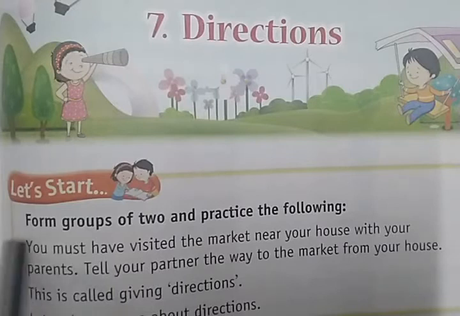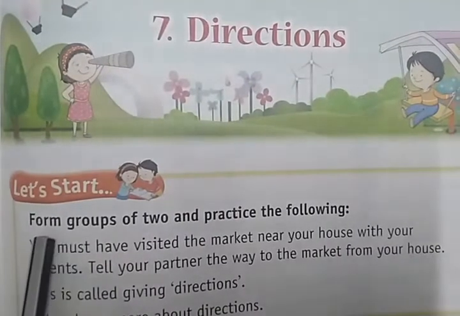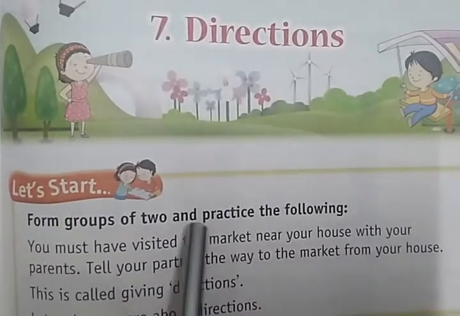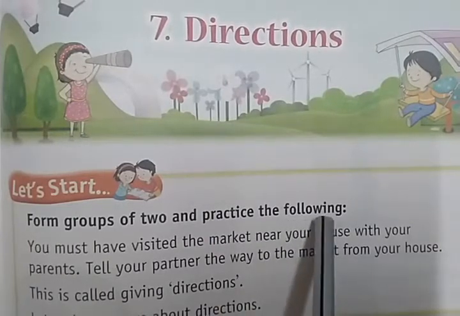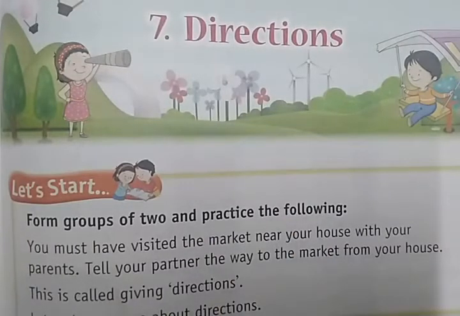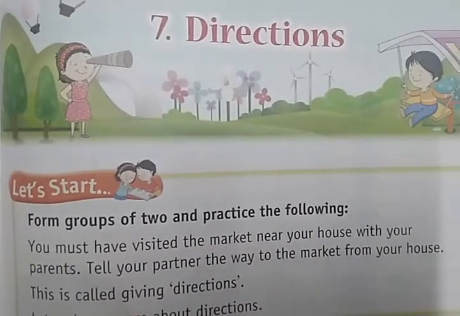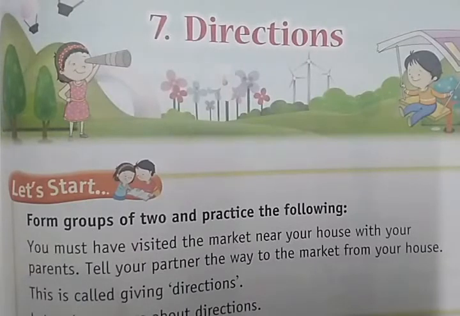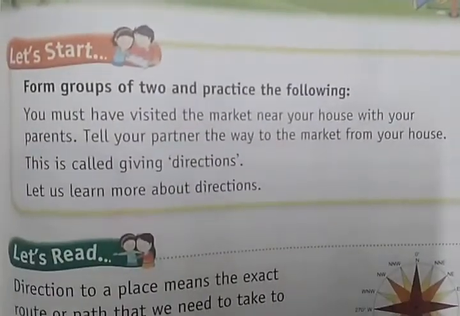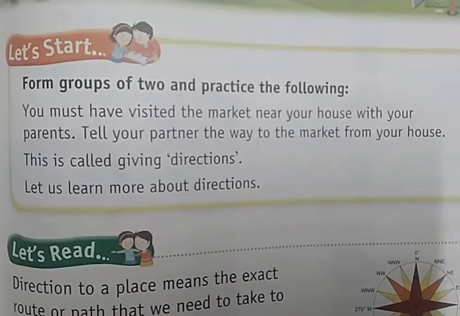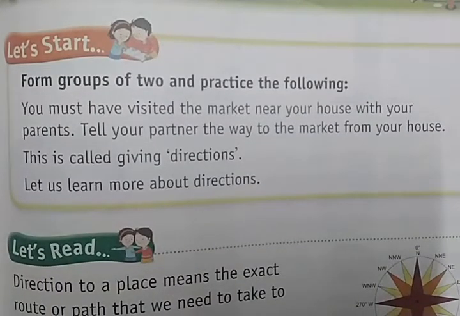So here let's start. Form groups of two and practice the following. It means that we need to form two groups. You must have visited the market near your house with your parents. You have visited many times, right? Tell your partner the way to the market from your house.